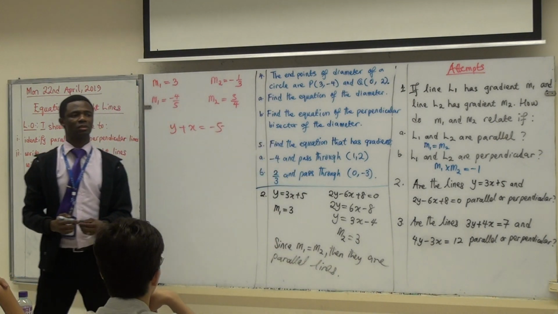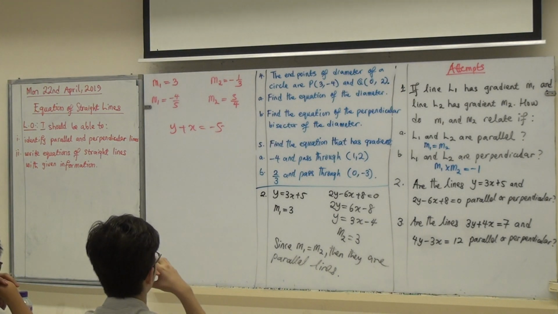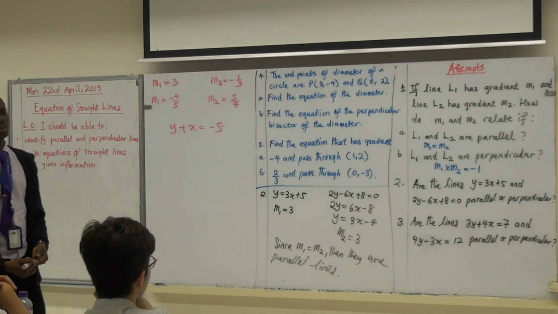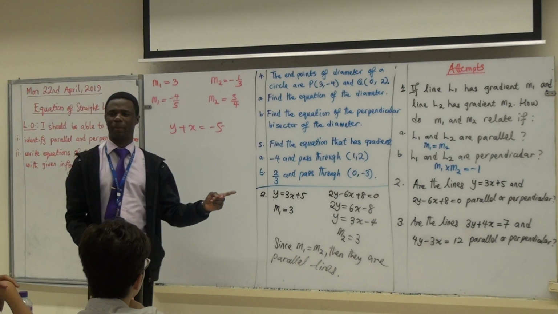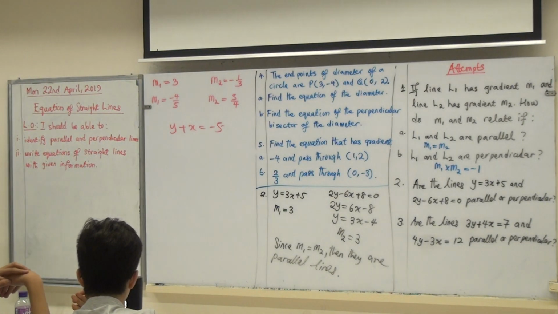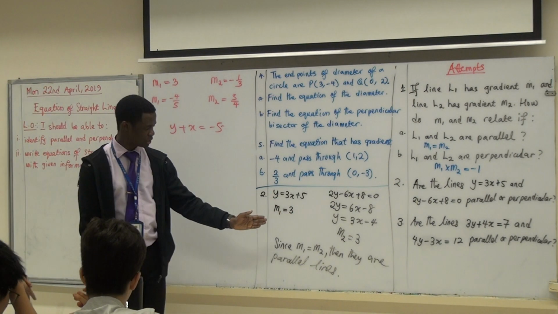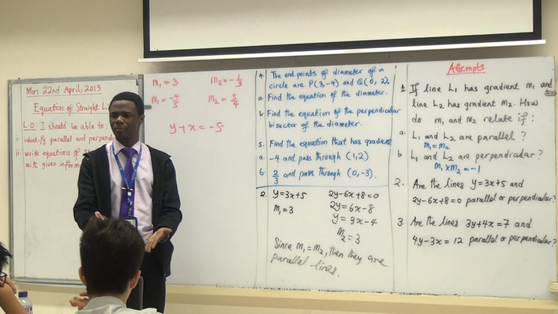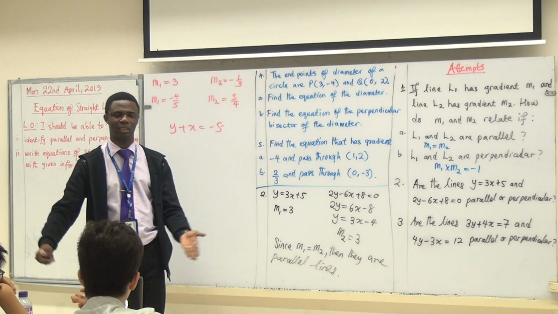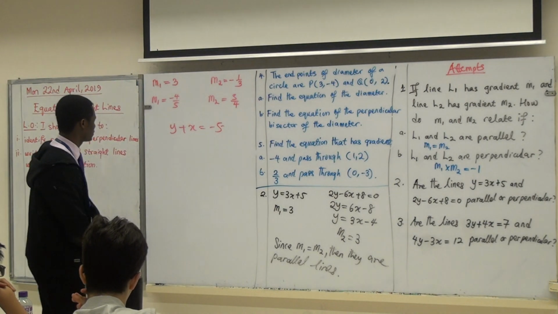Does that make sense? So I expect you to conclude this way: since M1 equals M2, then they are parallel. In the second problem, are they parallel or perpendicular? They are perpendicular, isn't it? Same way, you get the first gradient, get the second gradient, and do M1 times M2, and check if there's -1, and you say, in that case they are perpendicular. Okay?